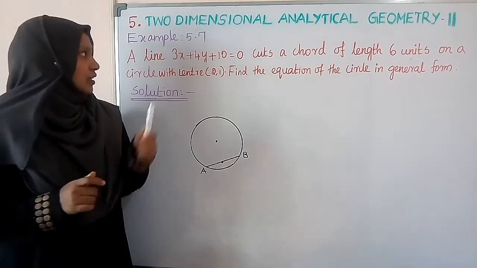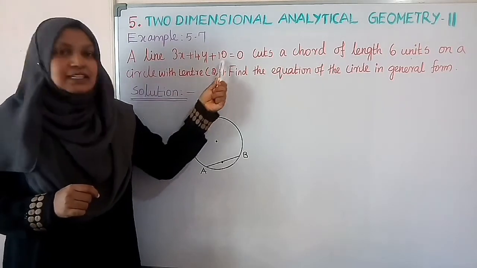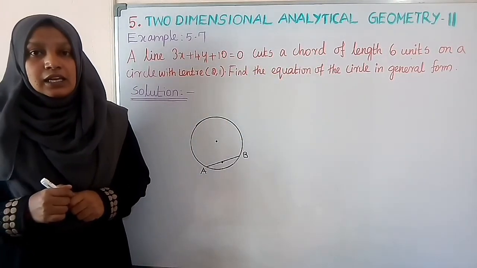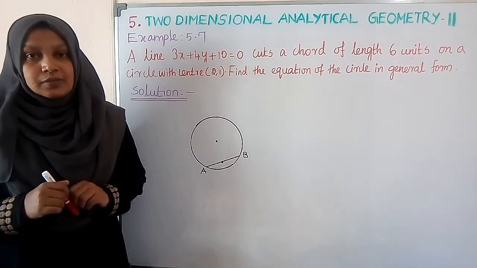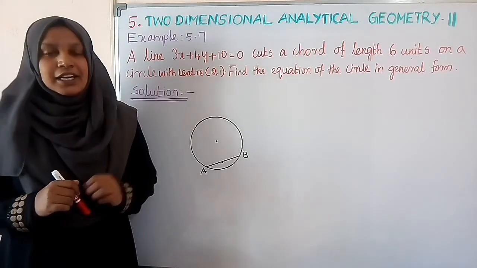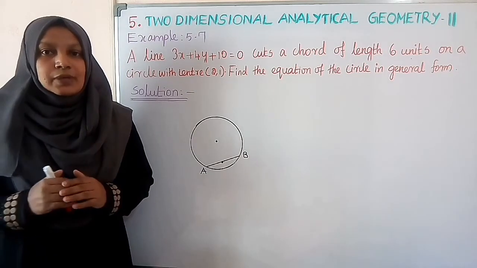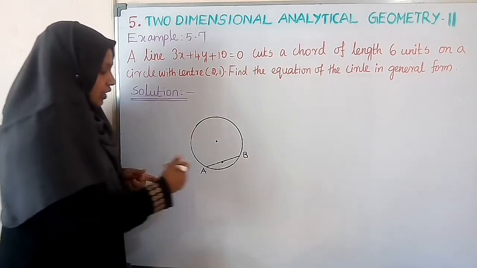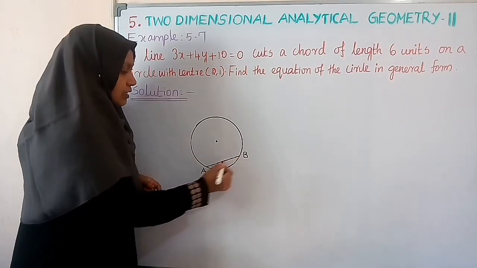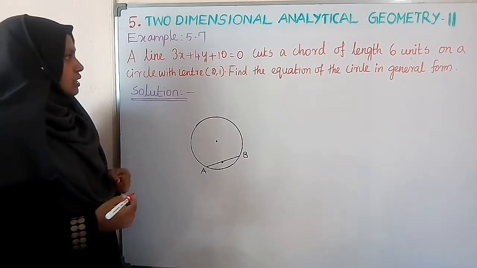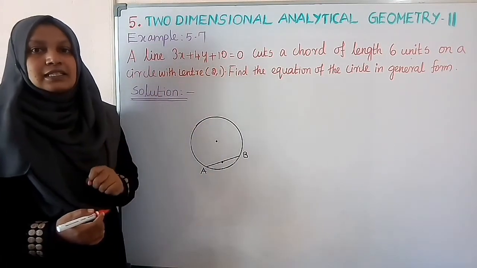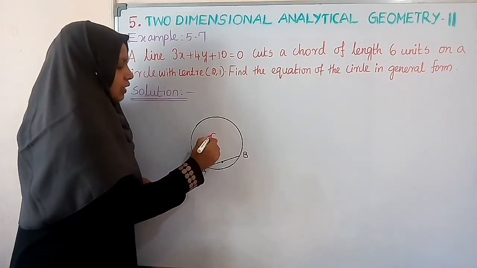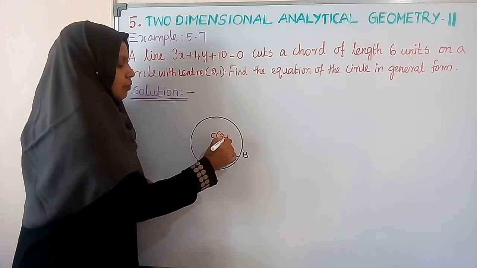Example 5.7. A line 3x plus 4y plus 10 is equal to 0 cuts a chord of length 6 units on a circle with center at 2, 1. Then find the equation of the circle in general form. This is our question. In this question, they have given the equation of the chord. So here I draw the chord to the circle. That is AB is our chord, and its equation is 3x plus 4y plus 10 is equal to 0. And the center is 2, 1. So here I am marking the center C as 2, 1.